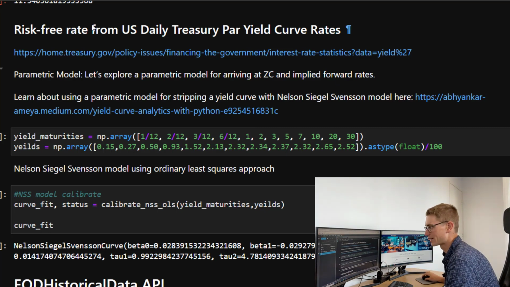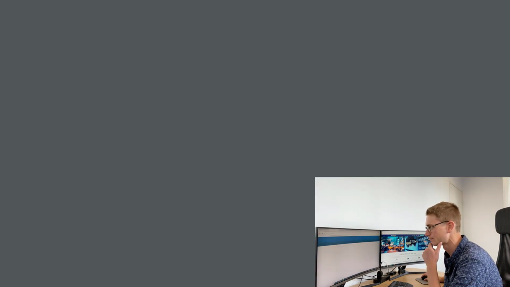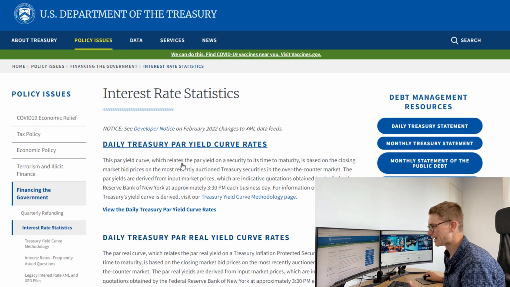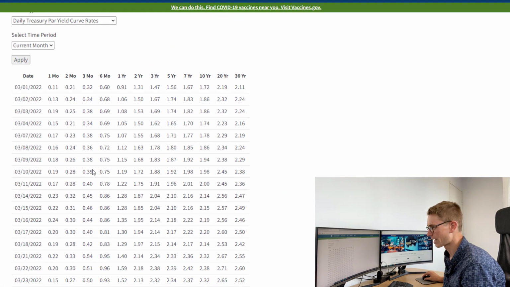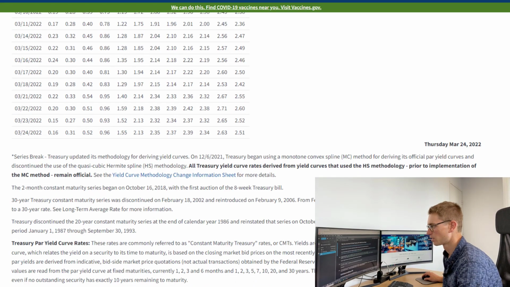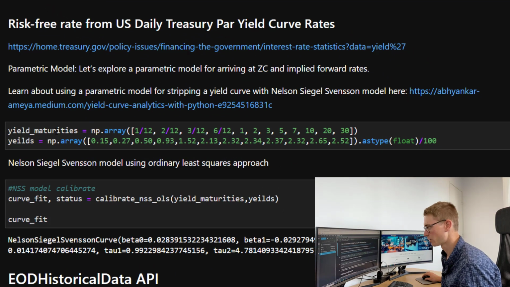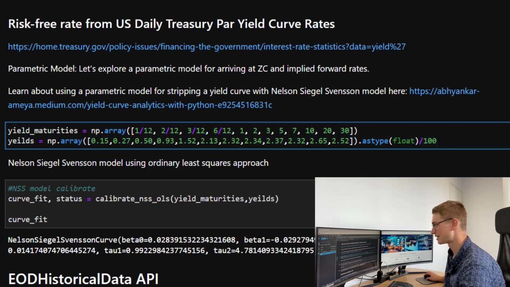So first thing we need to do is get risk-free rate data from the US daily treasury yield curves. You can get that from this website here. Essentially you click here and look for the table for the daily rates, and we have that in terms of the 1 month all the way to the 10-year tenures. Once we've got that information, we can get that in terms of the maturities, which is the time in terms of years, and then the yields, which is just the information in the table. Don't forget to get that as a percentage, so divide by 100.